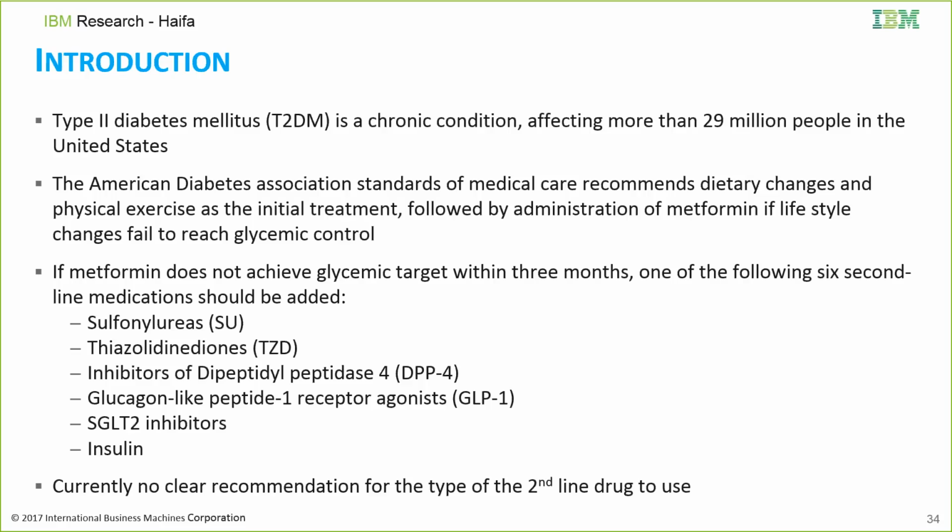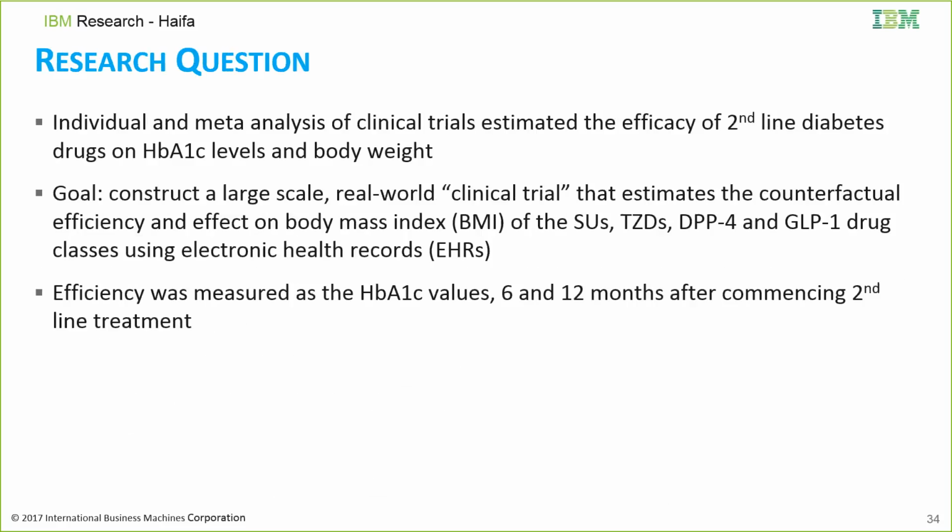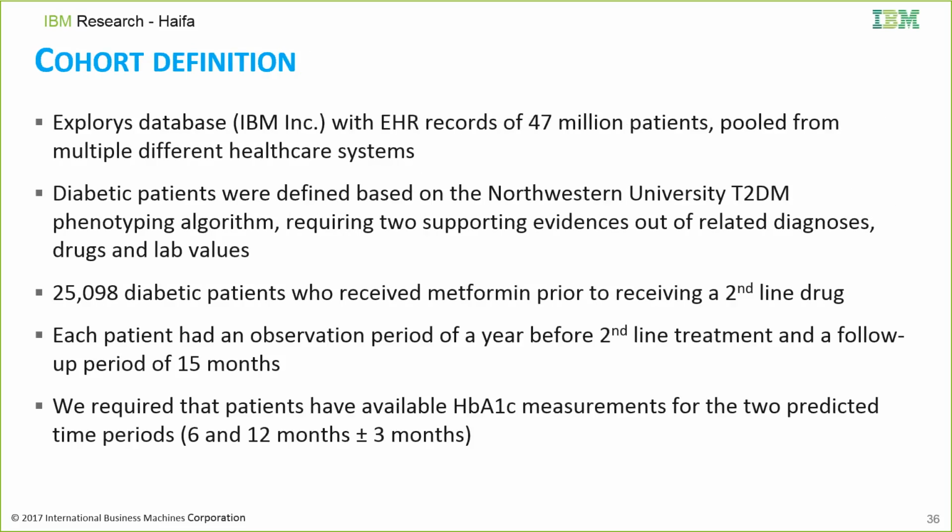So there are different classes of drugs that can be administered at this point, and it's not really clear which one is preferred for patients at this stage. So this was actually the question we looked at, and we used as an outcome the hemoglobin A1C level after starting the second-line treatment.